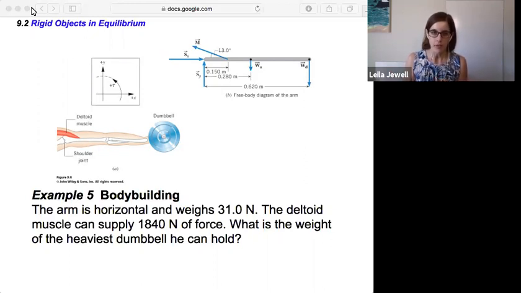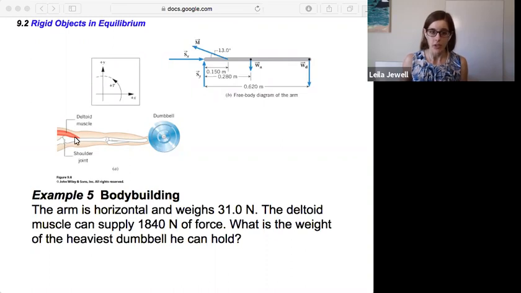Some of the information for this problem is packed into the image here, which I don't find ideal, but it works. So we'll use the image and take the help that it gave us. As we're looking at this, we first need to identify the object of interest. So what is the object of interest? It's going to be the entire arm and the forces that are acting on the arm.